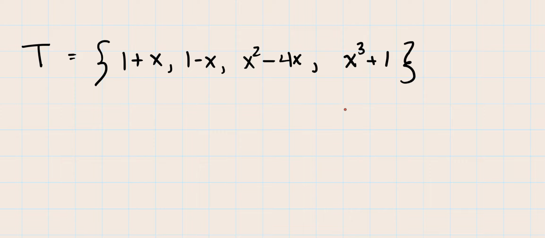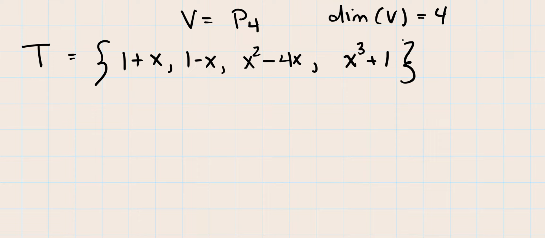I've got one more for you. 1 plus x, 1 minus x, x squared minus 4x, x cubed plus 1. And V is the polynomials of degree 3 or less. Remember, the dimension of V is 4. Maybe pause the video and see if you can figure out if these vectors span and are linearly independent and form a basis for V. So is T a basis for V?